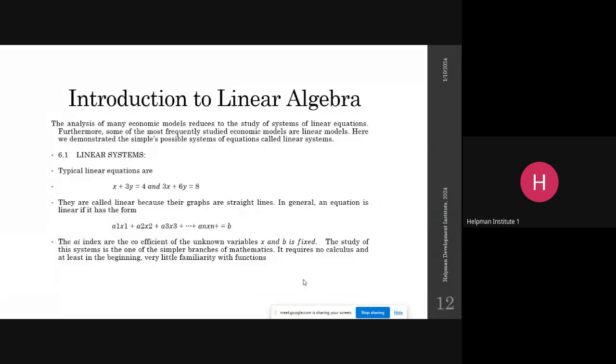Okay, so as you can see here, this is a linear representation where the power of our unknown variable is what? They are called linear because their graphs are what? Straight lines. So in general, an equation is linear if it has this form. This is the representation of linearity. So what are our unknown variables here? X and Y.